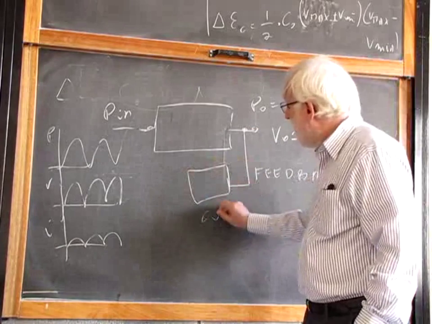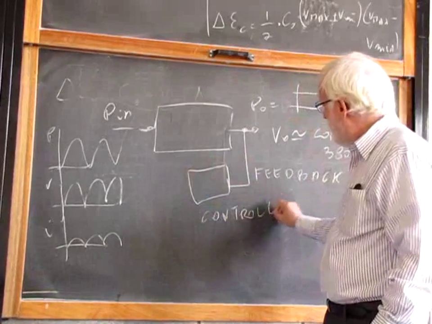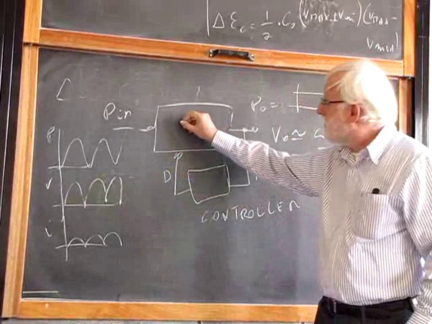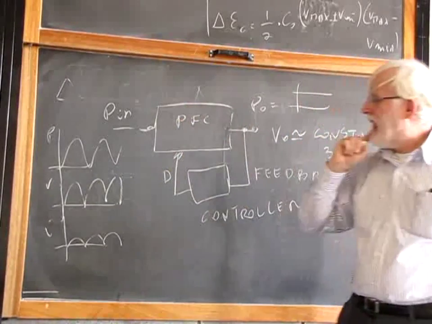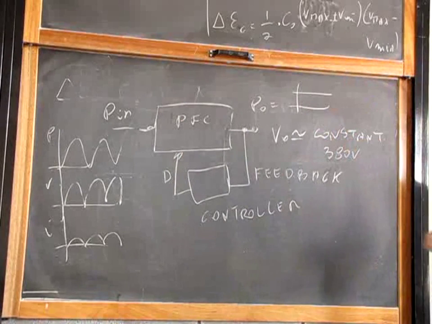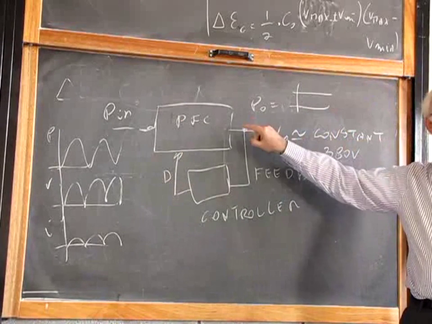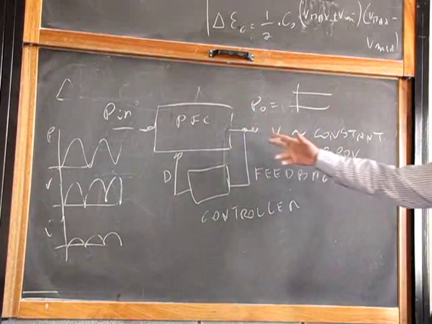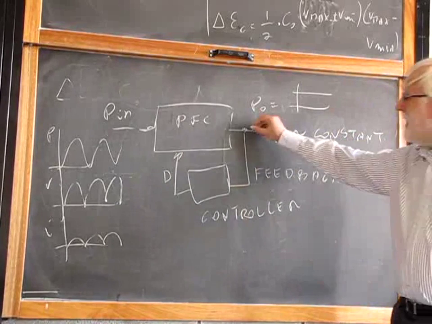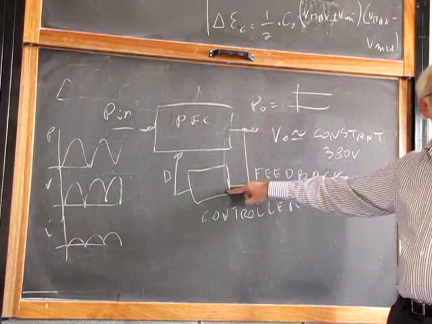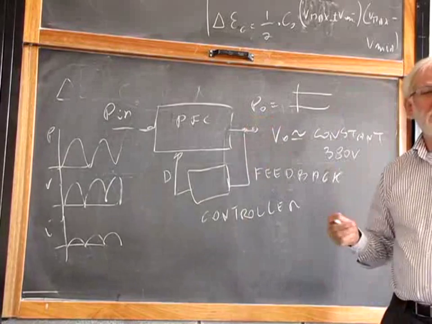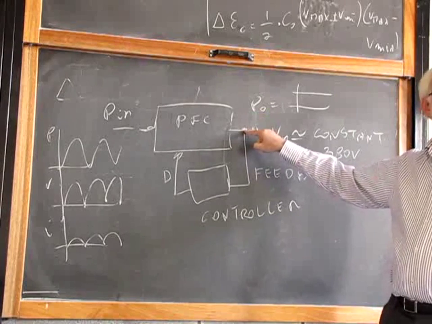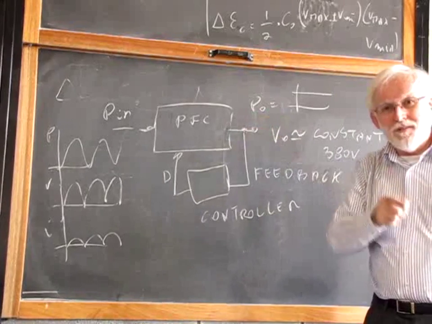So here there is a controller, and this controller generates a duty cycle D to control my PFC. Okay, what happens if the controller is a stupid controller, or the designer who designed this controller is a stupid engineer? What happens if the designer who didn't take this class tries to keep this output voltage constant? That is what you want.